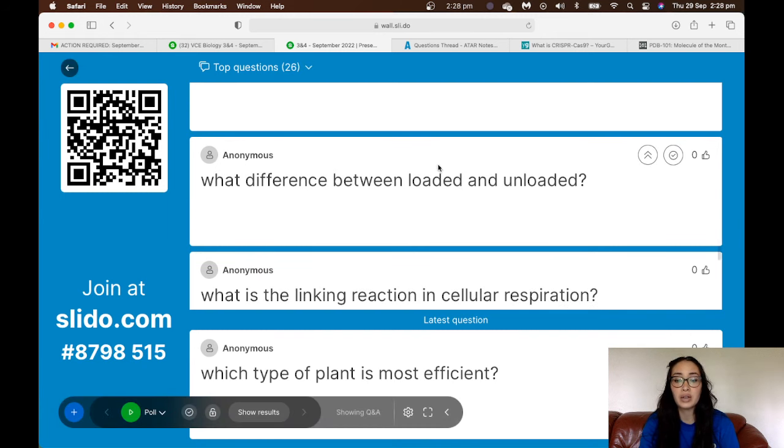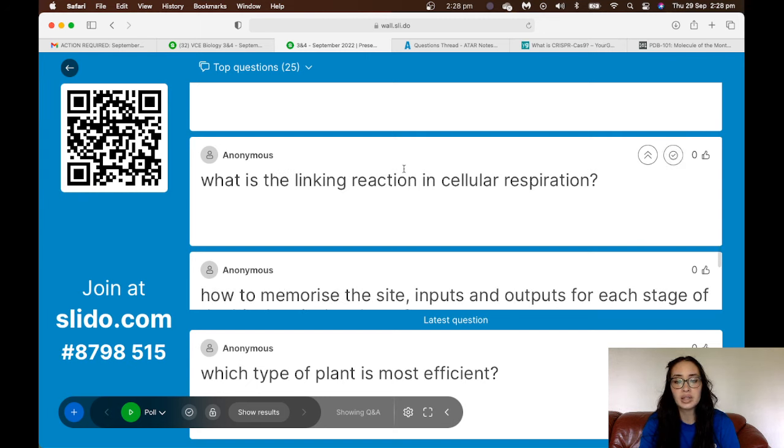Loaded means it's carrying electrons, unloaded means it's not. I'm not sure what this is, the linking, but it might be the pre-Krebs cycle one, which is talking about pyruvate converting to acetyl-CoA.